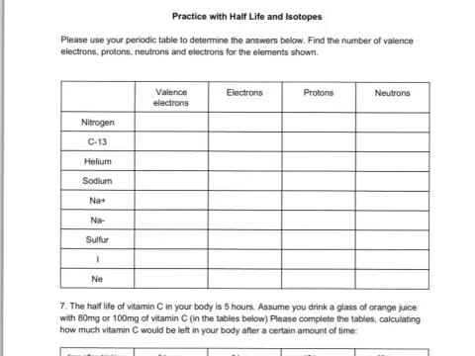Okay, here is some practice with half-life and isotopes. Half-life refers to when you have a radioactive substance, or basically anything that is decaying. The half-life is a measure of how long it takes for half of what is left to decay. And isotopes refer to an atom that is the same element, meaning it has the same number of protons, but has a different number of neutrons.